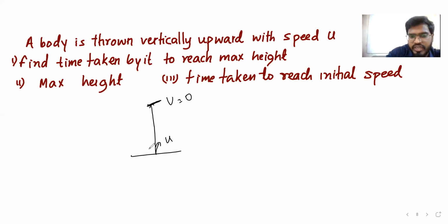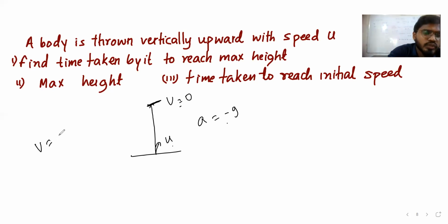If you are throwing with u, acceleration we know is minus g. Now you have v, you have a, and you want to find t, the time taken. So which equation? v is equal to u plus at, s is equal to ut plus half at square, v square is equal to u square plus 2as. We don't have that many things, so v, u, a are given and t you want to find, so we can use v is equal to u plus at.